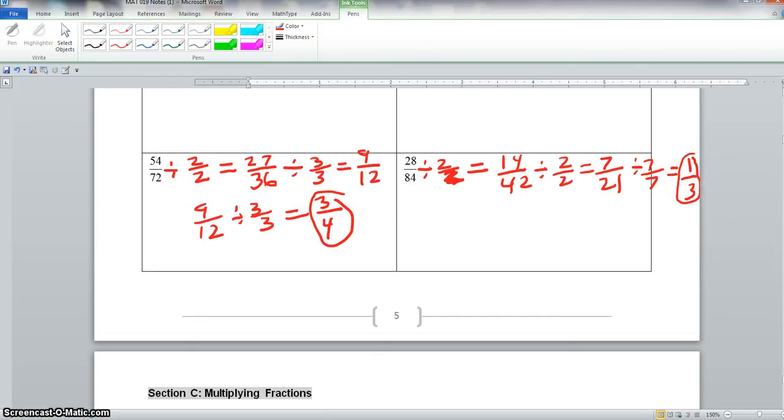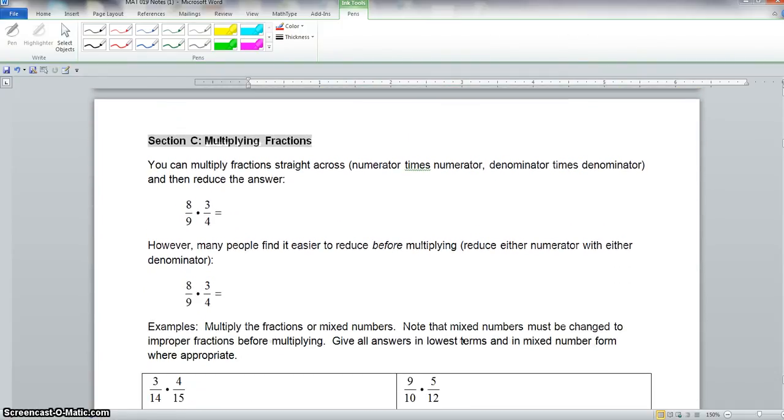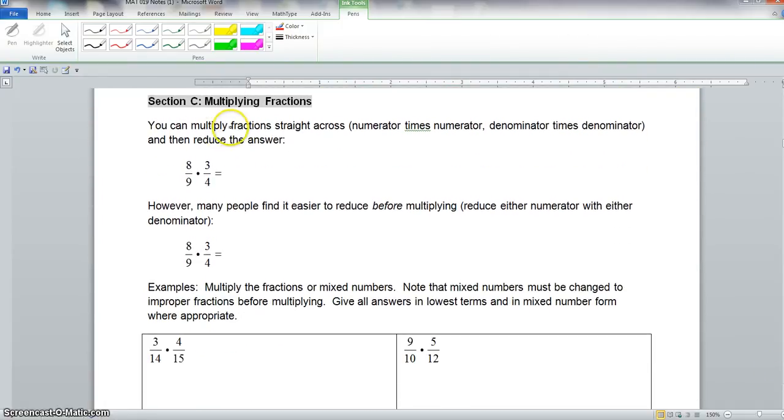So now, let's scroll down to section C. It says multiplying fractions. You can multiply fractions straight across, numerator times numerator, denominator times denominator, and then reduce the answer. So let's do that. We had 8 times 3 is 24, and 9 times 4 is 36.